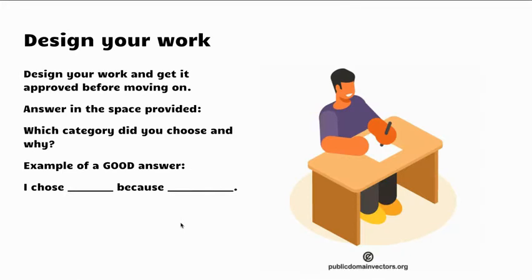First step is you want to design your work. So design your work and get it approved before moving on. Then answer in the area provided. Which category did you choose and why? An example of a good answer is, I chose blank because.